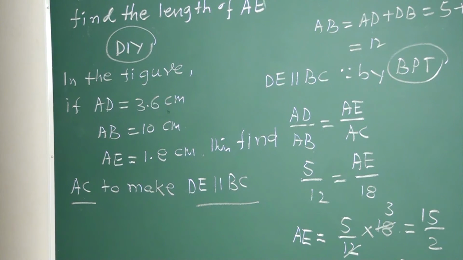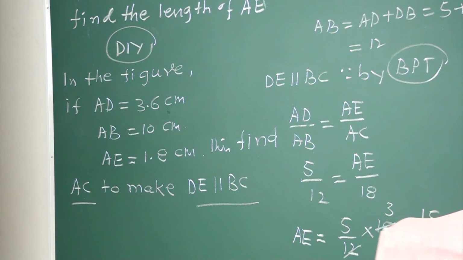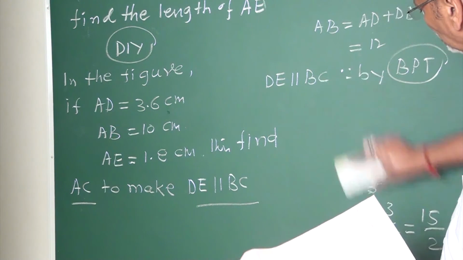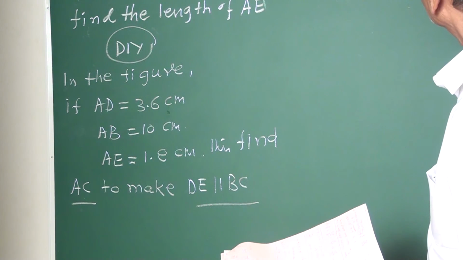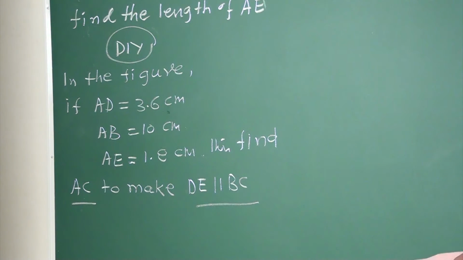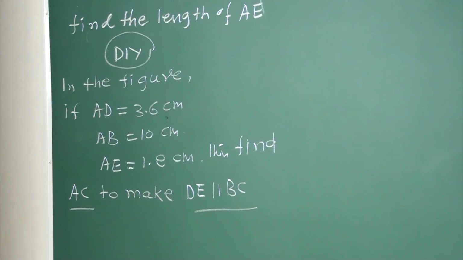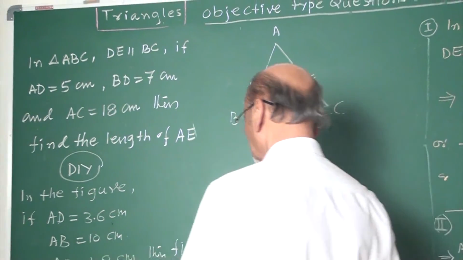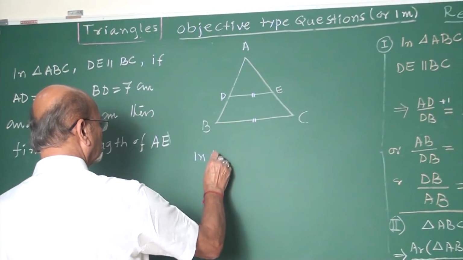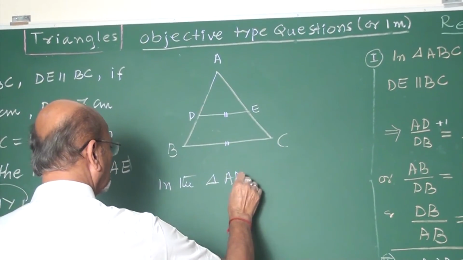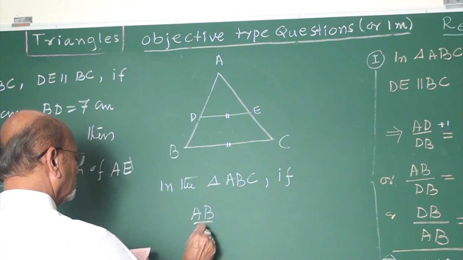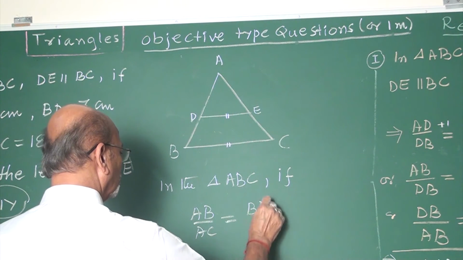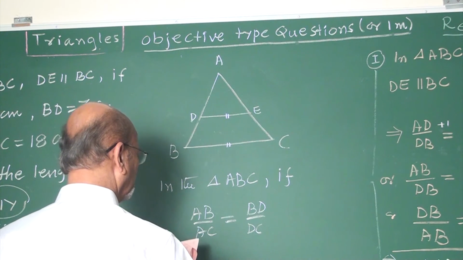Yes, my friends. Next, I give another statement, the same example based on BPT only. The statements change. I keep this figure. This is the statement, my friends. In the triangle ABC, if AB upon AC equals BD upon DC.